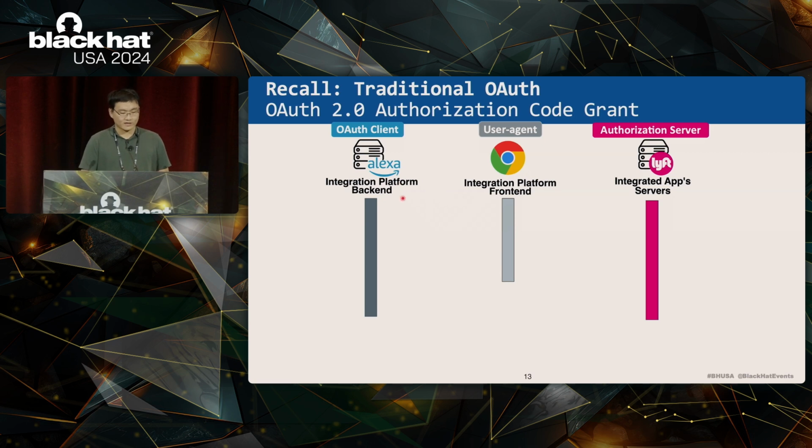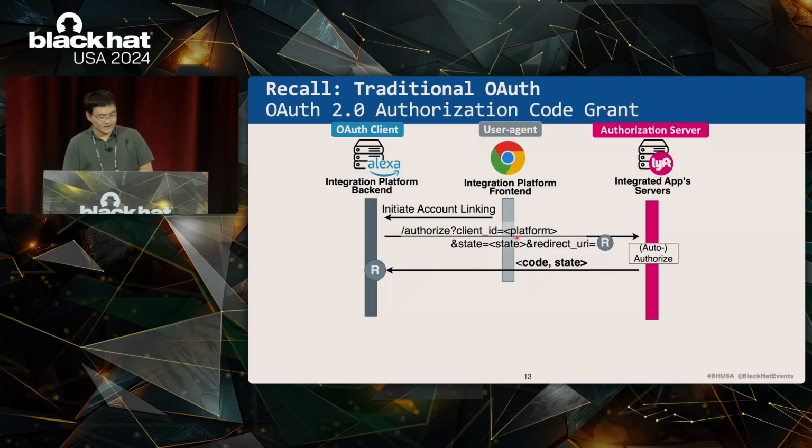The first entity is called the OAuth client, which is usually hosted by the platform backend. There's a platform frontend, being the user agent. Usually it's in a web browser. And each integrated app would host its authorization server. It's done in 2 phases, and the first phase is the authorization phase. Eventually, a short-lived authorization code will be issued.